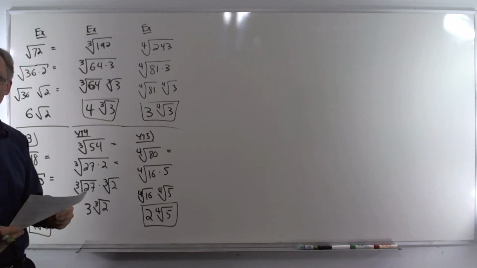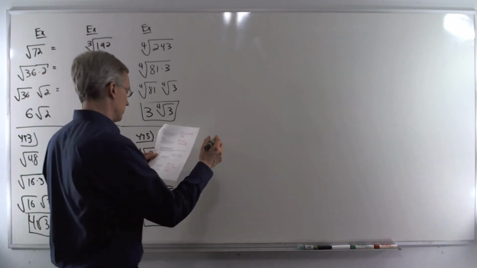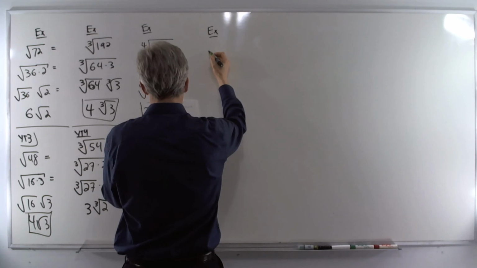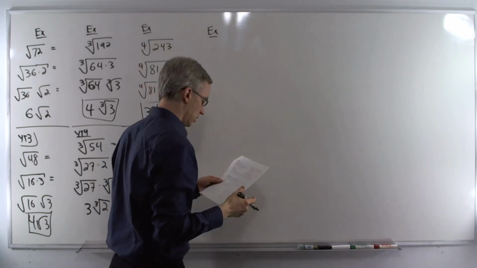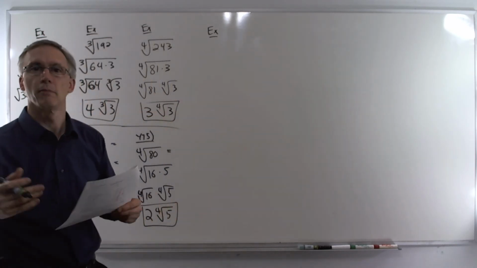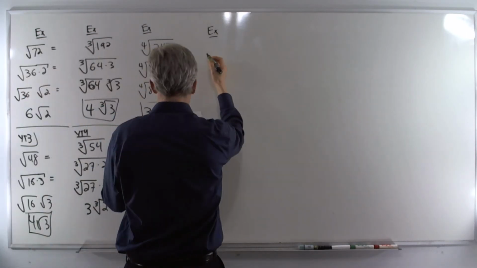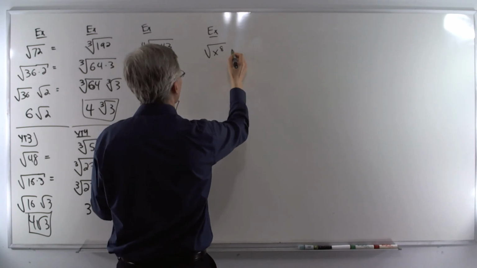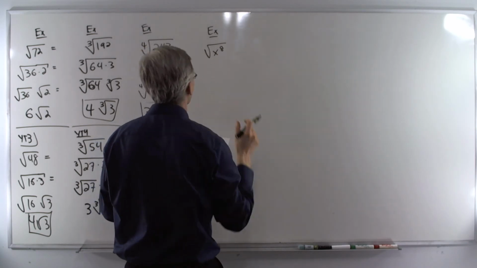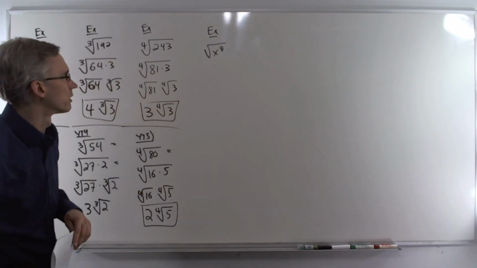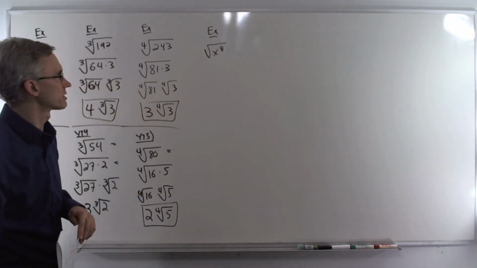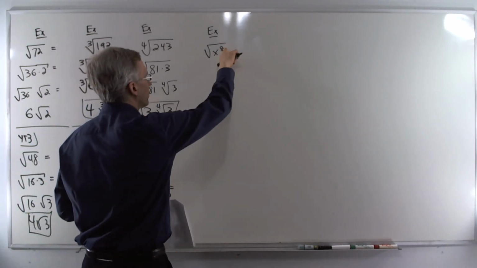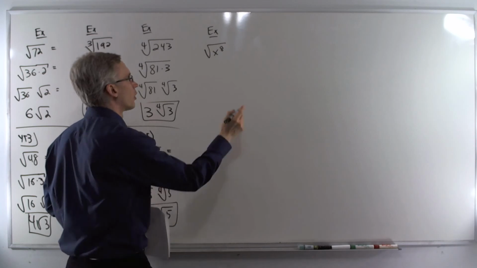All right, now we're going to simplify radicals involving variables. Now the best situation arises when the exponent is a multiple of the index. Let's take a look at the square root of x to the 8th power. Now early in the course, when we were simplifying expressions like this, we would take the exponent and divide it by 2. Well, let's see why.